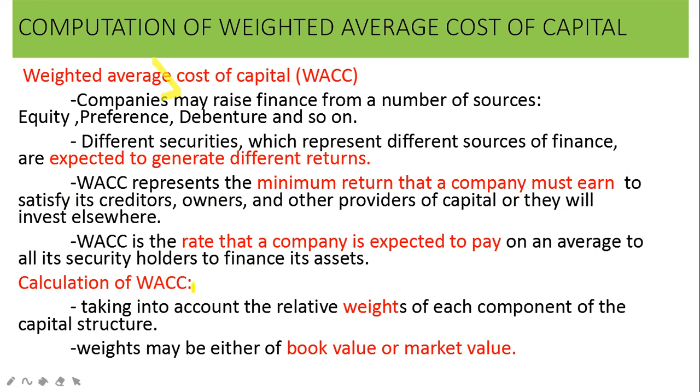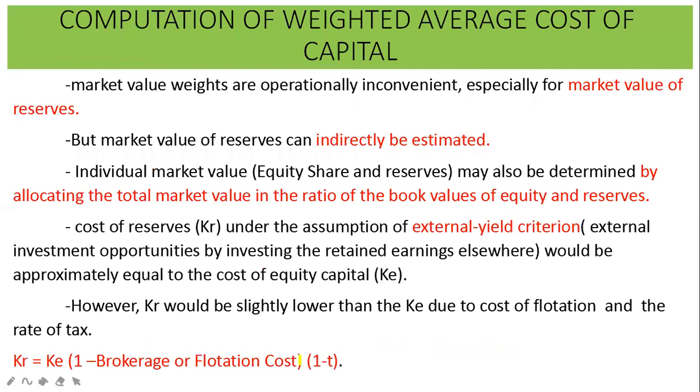To calculate weighted average cost of capital, the relative weight of each component in the capital structure is taken into account. The weights may be either of book value or market value. Normally, market value weights are operationally inconvenient, especially for the market value of the reserves. But the market value of the reserves can indirectly be estimated by allocating the total market value in the ratio of book values of equity shares and reserves. The individual market value of equity share and reserves can be determined.